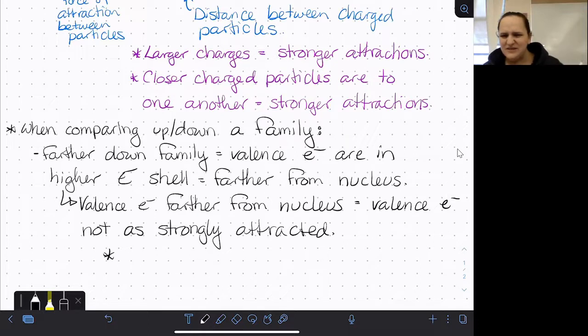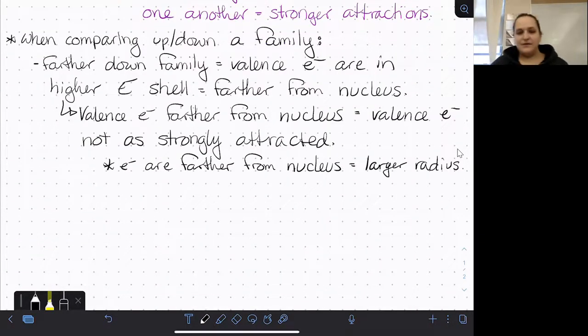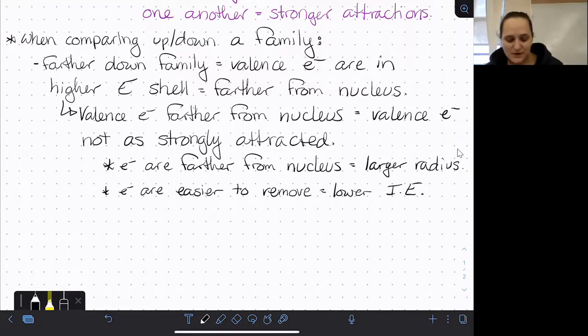Larger radius kind of is self-explanatory, I guess, from what we've talked about thus far. Electrons are farther from the nucleus in higher energy shells. Gives us a larger radius. If there is a weaker attraction, that means electrons are going to be easier to remove, which gives us that lower ionization energy that we talked about.